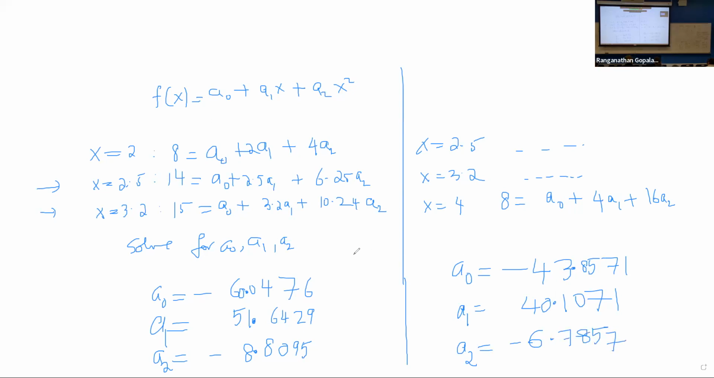Okay, good. So we have the values for the coefficients with both the templates. Now using both the templates, I want you to compute what is f of 2.8 using the first set of coefficients and also with the second set of coefficients.